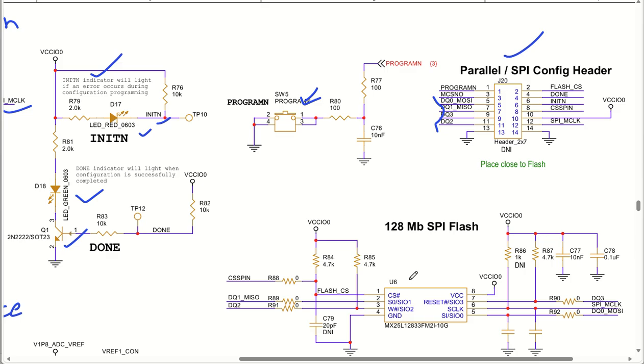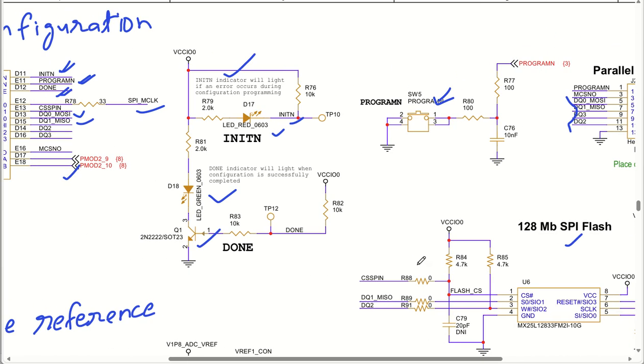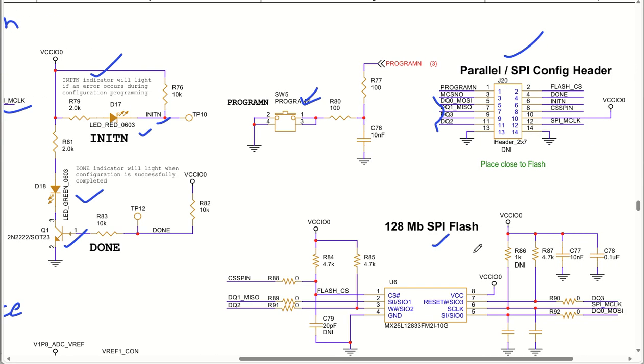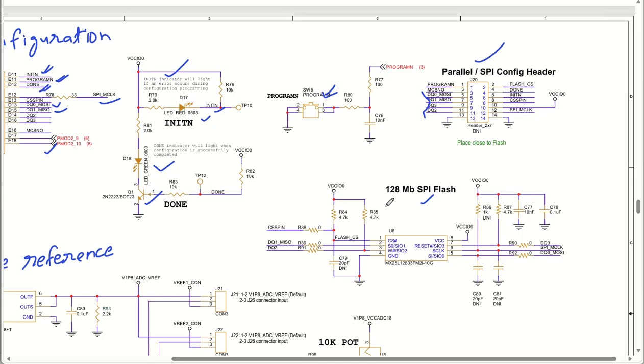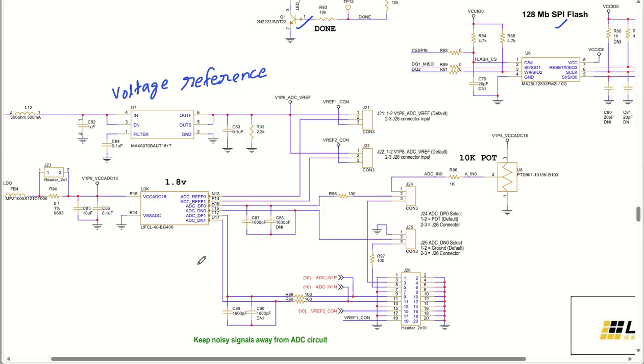Then we have 128 megabits of SPI flash memory. So this particular flash memory is actually directly interfaced with the DQ lines of quad SPI. Okay, so just now you saw this is the quad SPI, and this is how it is going to get interfaced.